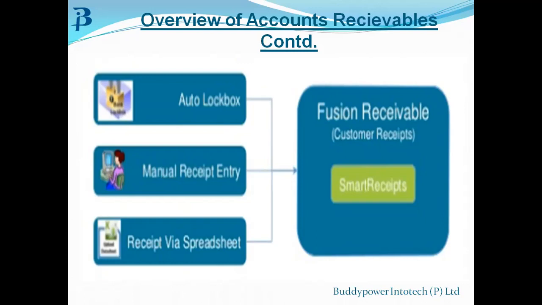You can automatically identify the customer who remitted the receipt, and you can use the auto cash rules to determine how to apply the receipts to your customers' outstanding debit items. So for each customer, you can define different rules. All that is possible through your lockbox, and all these features are available in that.